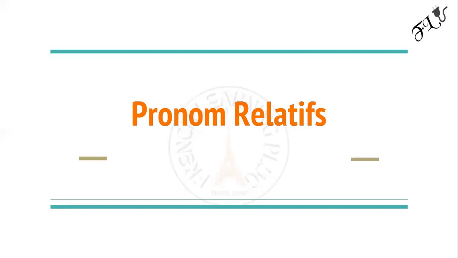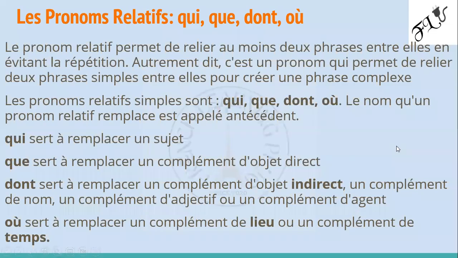All right, let's begin. What are the relative pronouns we have in French? Les pronoms relatifs: qui, que, donc, où. There are 4 of them. So when do you use them? You can't just wake up and use any one and say, there are 4, so I can use that. No, you can't just use them as you like.